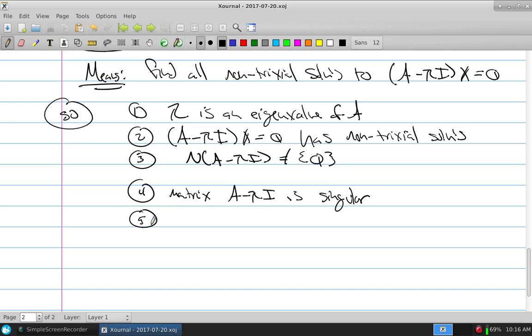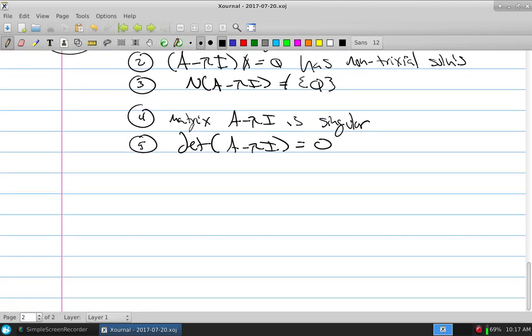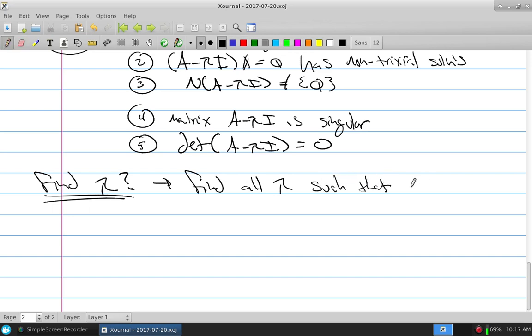Which finally tells us something that we can actually get to a doing thing. How do you test for singularity on a square matrix? What's the easiest way to do this? The determinant. And so the determinant of this matrix must spit out what? Zero. If you have an eigenvalue, it means this, it means this, it means this. It means the determinant of the matrix A minus lambda I has to be 0. And so what we've actually done is, if you want to find lambda, the eigenvalues, you find all lambda such that the determinant of A minus lambda I is 0.